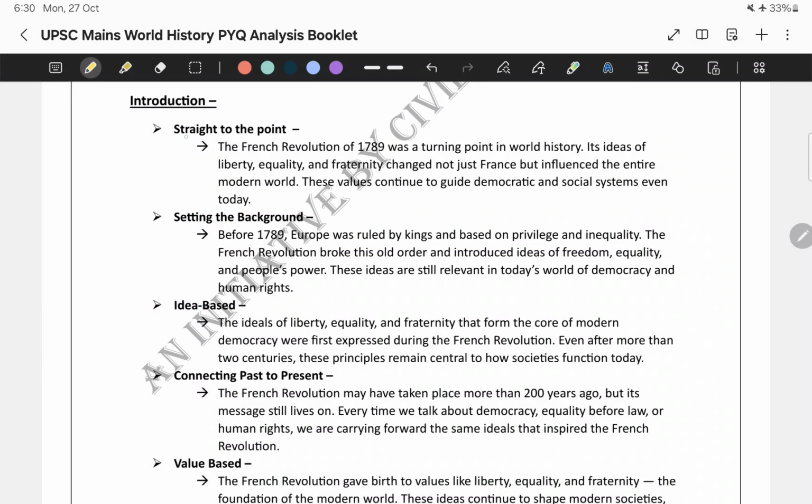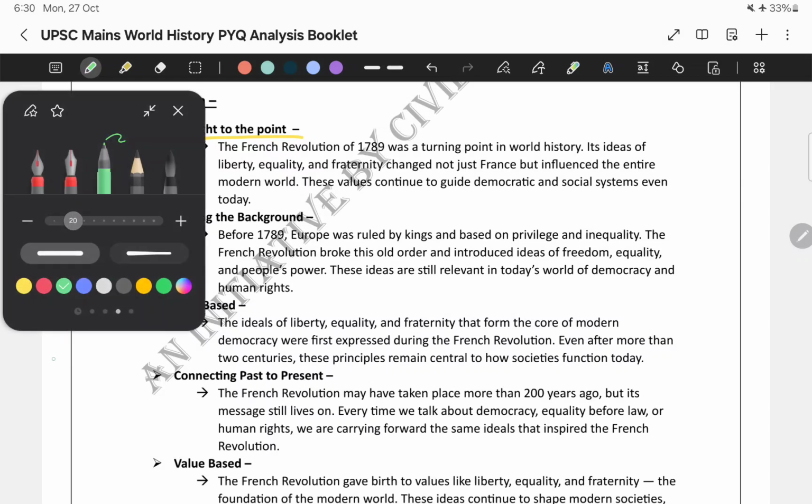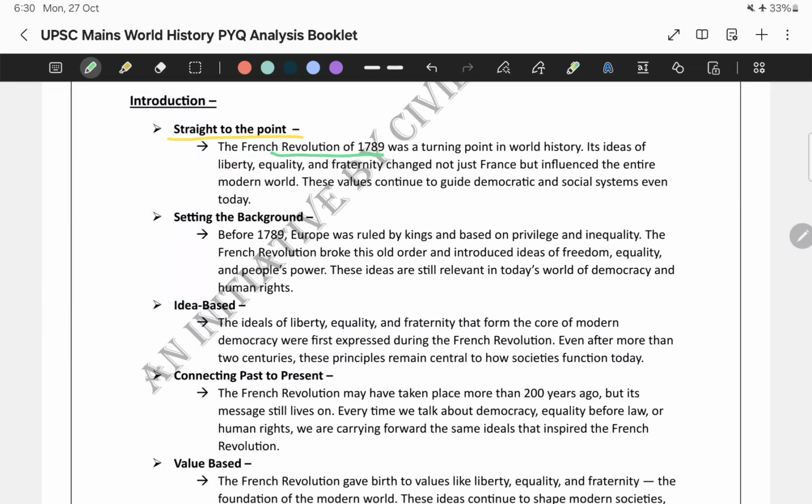That is the straight to the point. What answer can we write? Like we can say that the French Revolution of 1789 was a turning point in world history. Its ideas of liberty, equality and fraternity changed not just France but influenced the entire modern world. These values continue to guide democratic and social systems even today.